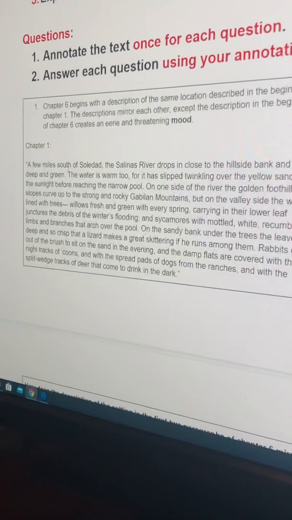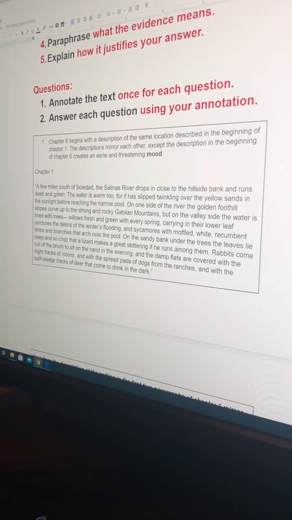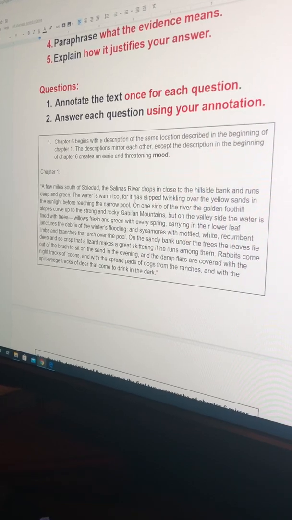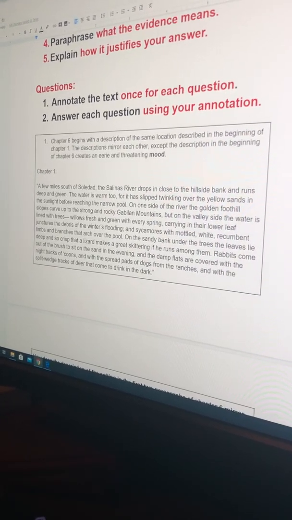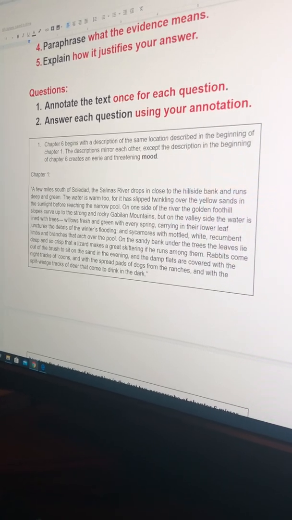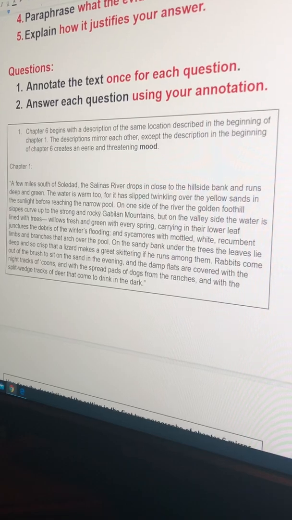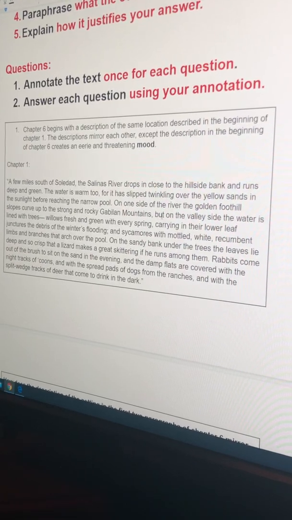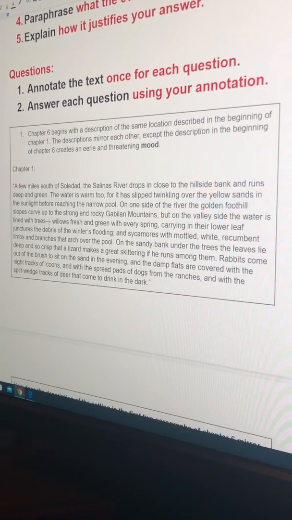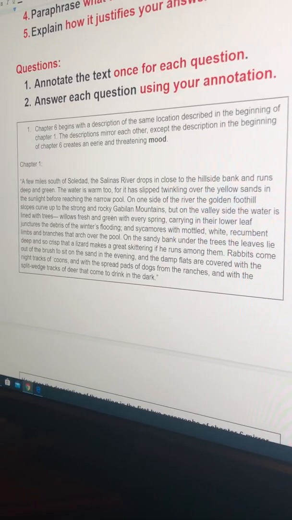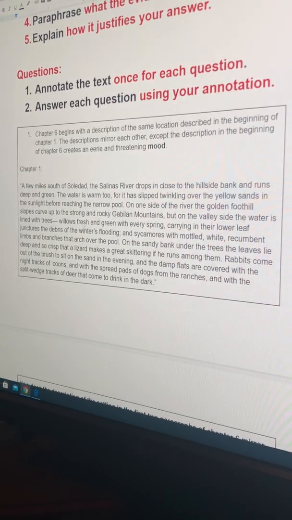A few miles south of Soledad, the Salinas River drops in close to the hillside bank and runs deep and green. The water is warm too, for it has slipped twinkling over the yellow sands in the sunlight before reaching the narrow pool. On one side of the river, the golden foothill slopes curved up to the strong and rocky Gabilan Mountains, but on the valley side the water is lined with trees, willows fresh and green, with every spring carrying in their lower leaf junctures the debris of the winter's flooding.